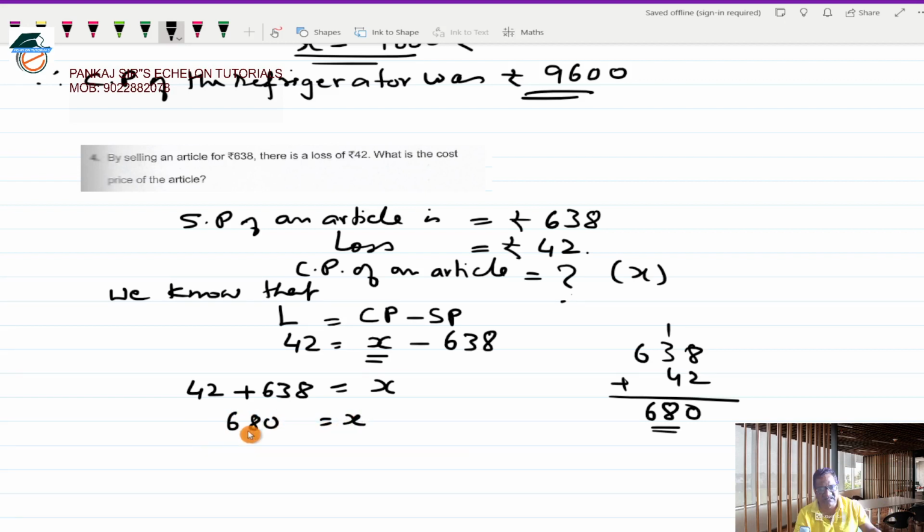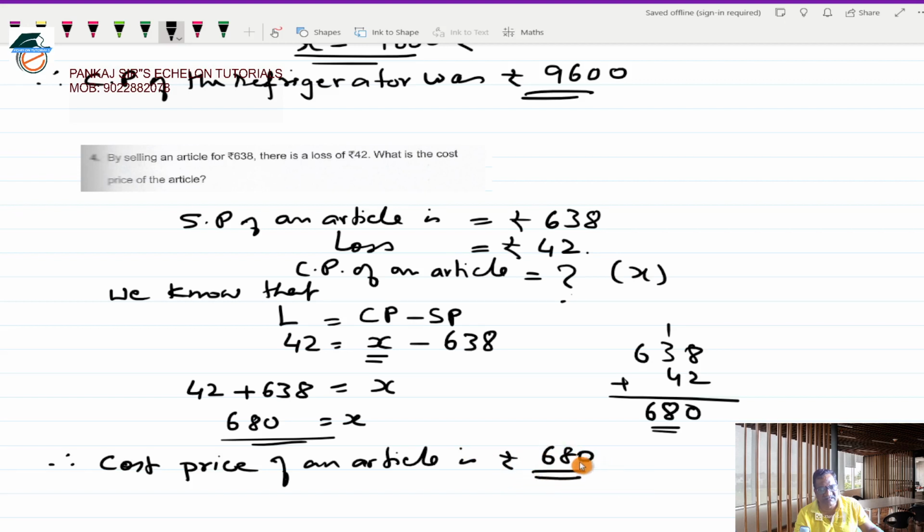Okay. So this tells you that the cost price of an article is rupees 680. Is that clear?